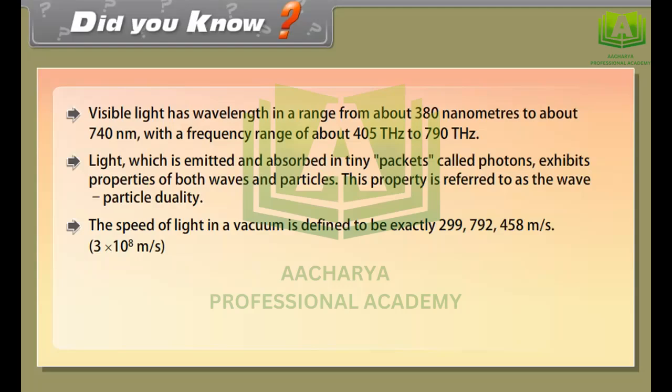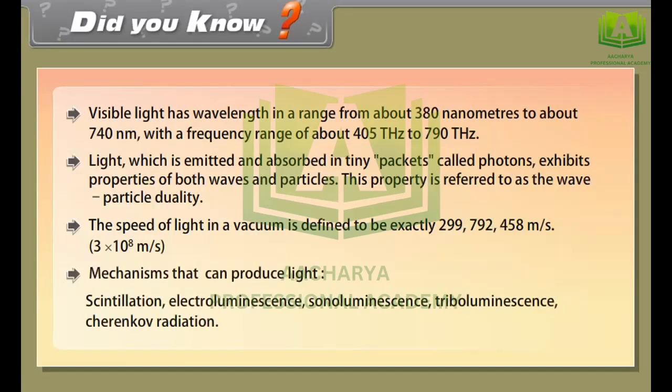The speed of light in a vacuum is defined to be exactly 29 crores 97 lakhs 92,458 meter per second, that is approximately 3 into 10 raised to the power 8 meter per second. Mechanisms that can produce light: scintillation, electroluminescence, sonoluminescence, triboluminescence, Cherenkov radiation.